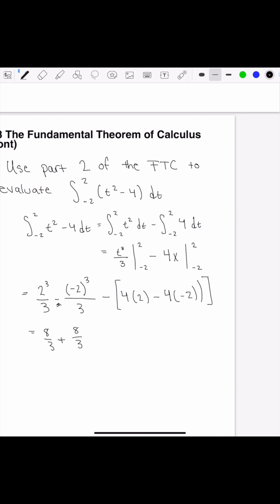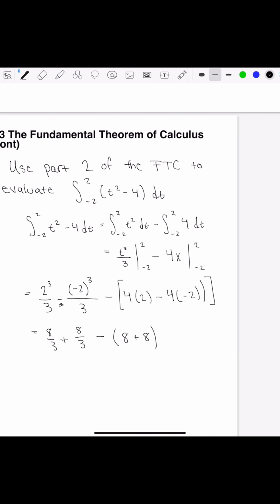And then we have minus, and then 4 times 2 is 8, and then this is going to be plus 8, so this is going to become 16 over 3 minus 16. So then I can just change the 16, multiply that by 3, that becomes 48 over 3. So this is really -32 over 3.